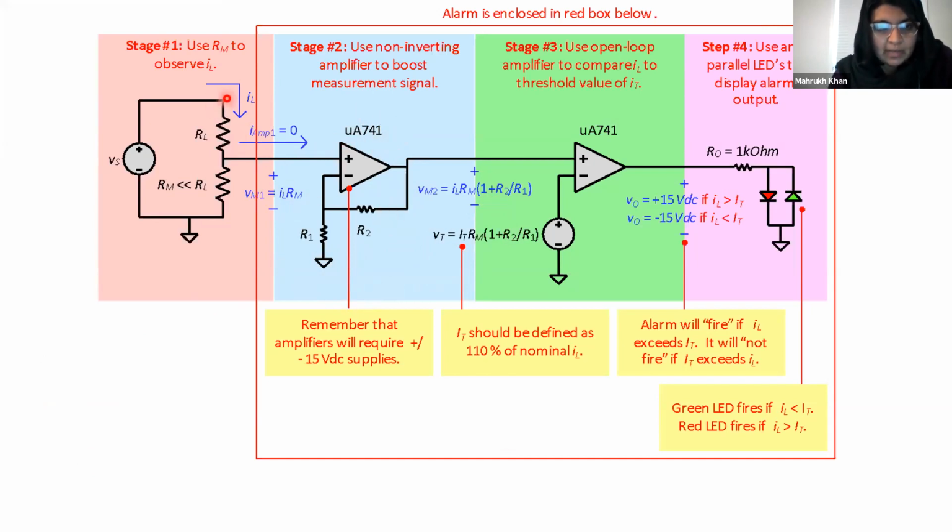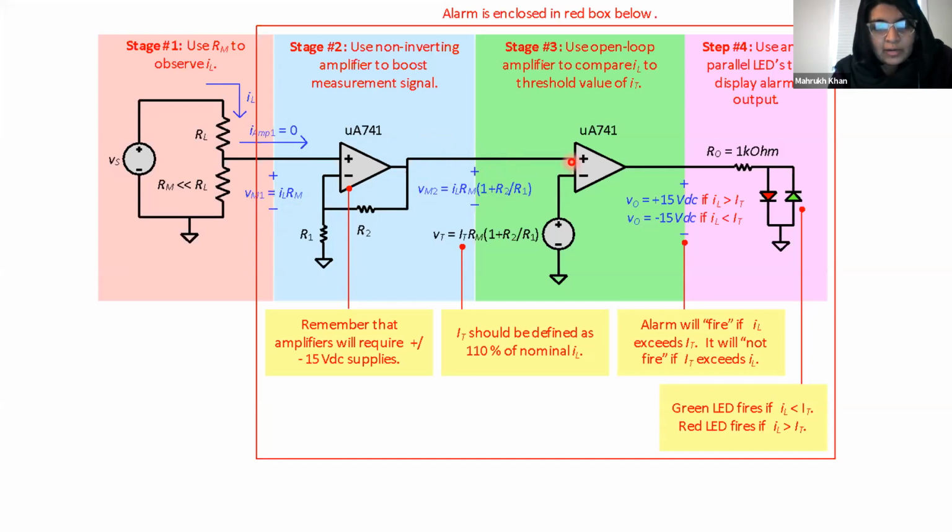So what is happening when the current is going from here to here, and it's in the non-inverting configuration, the output it produces is the input voltage multiplied by the gain factor. And the input voltage in this case is IL times RM. So here you have an output which is equal to this.